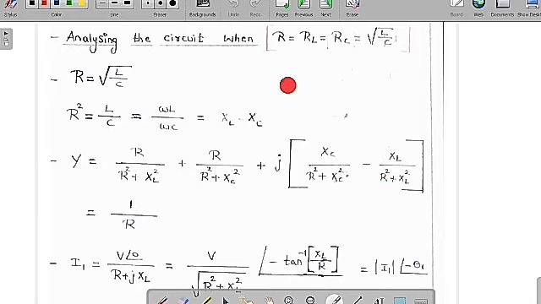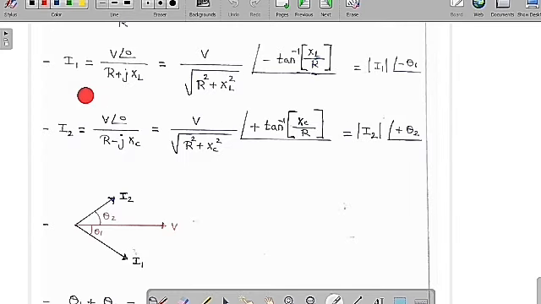So if you substitute and simplify this condition, you are going to get finally Y is equal to 1 by R, or we can say Z is equal to R. So we can say the circuit is at resonance, and also here the currents are perpendicular to each other.